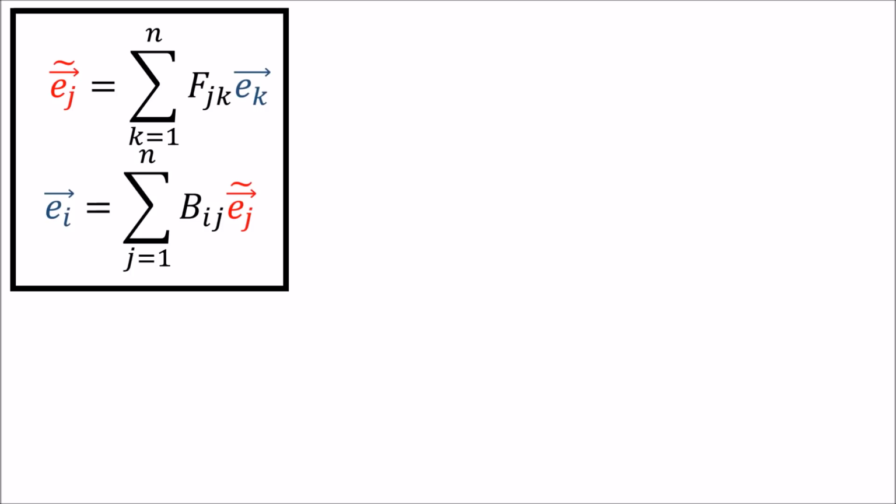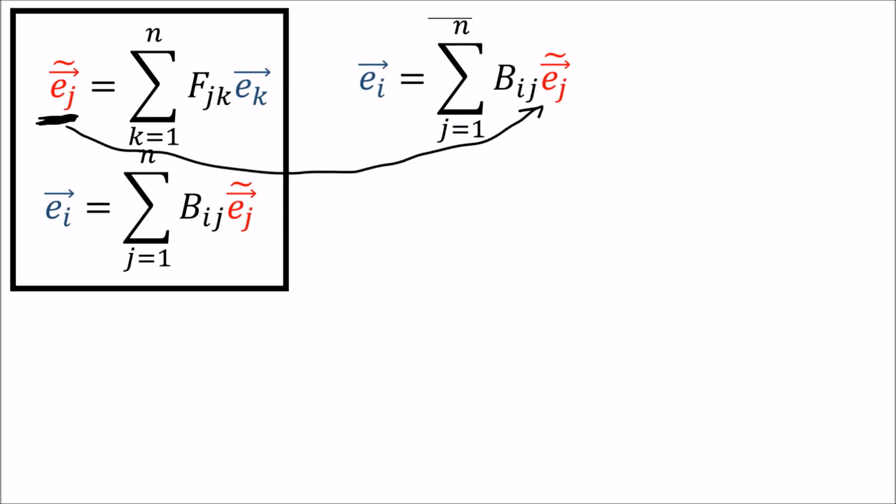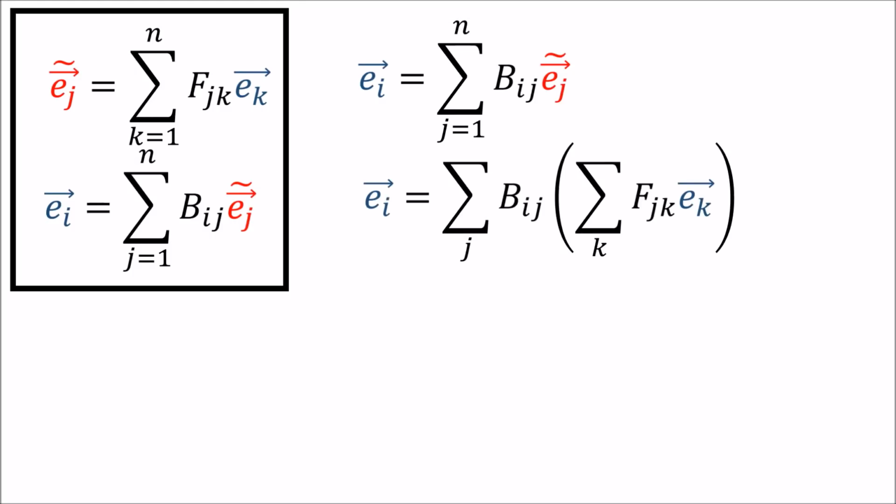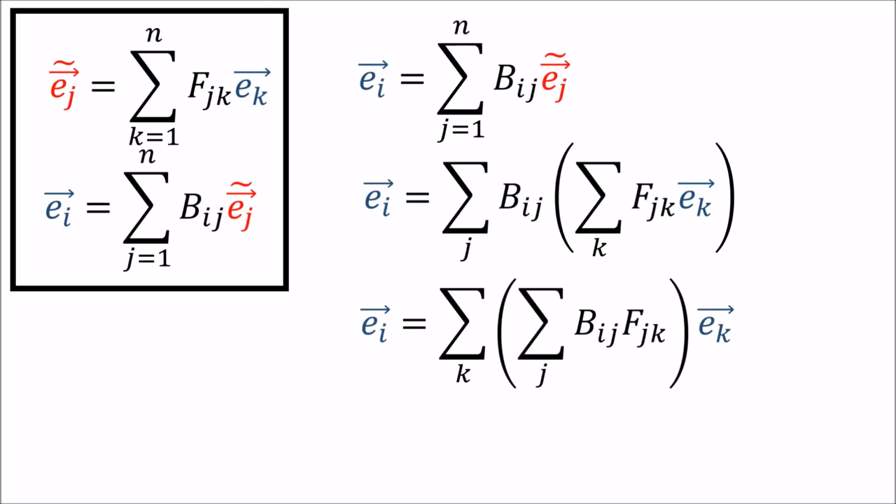Okay, so we have the forward and backward transformations. Can we prove once again that they are inverses? Well, I'll start with the backward transformation just here. And if you'll notice, the forward transformation gives us an equation for Ej tilde. So I'm just going to substitute that in for Ej tilde here, and we get this. And rearranging some of the summation signs, we get this.